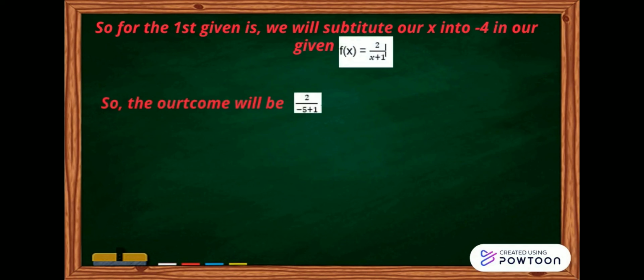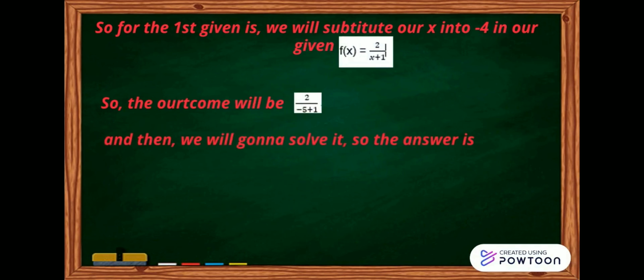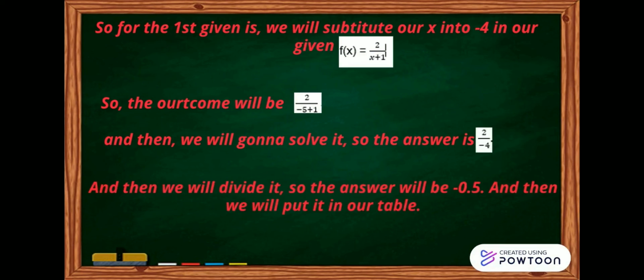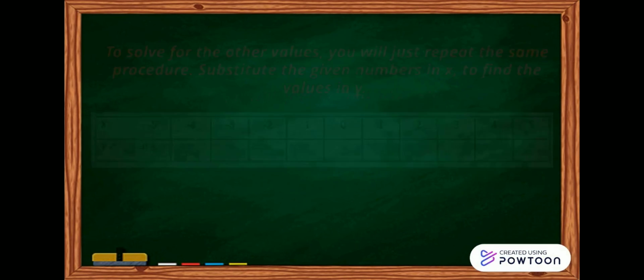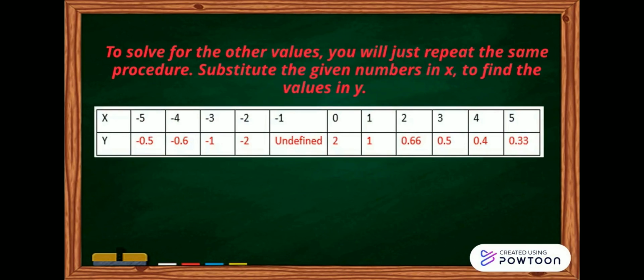So the outcome will be 2 over negative 4 plus 1. And then, we will solve it. So the answer is 2 over negative 3. And then we will divide it, so the answer will be negative 0.5. And then we will put it in our table. So it will look like this. To solve for other values, we will just repeat the same procedure. Substitute the given numbers in x to find the values in y.